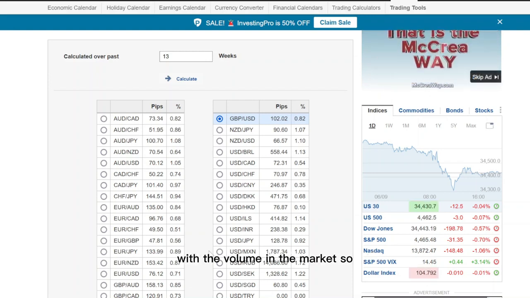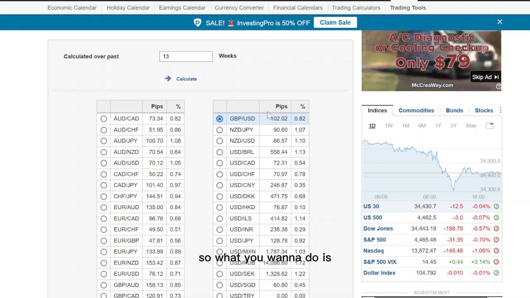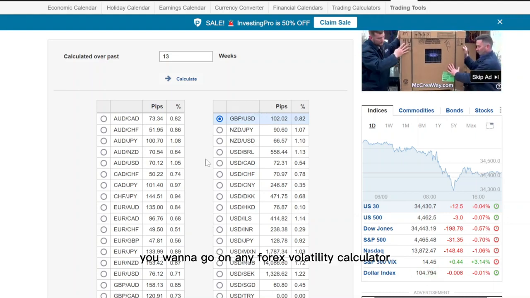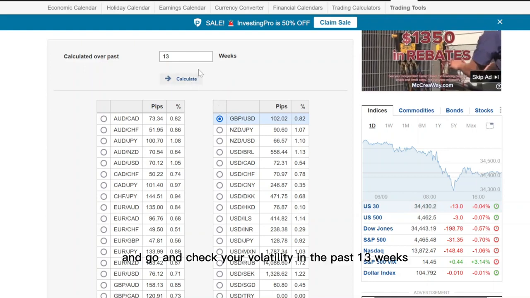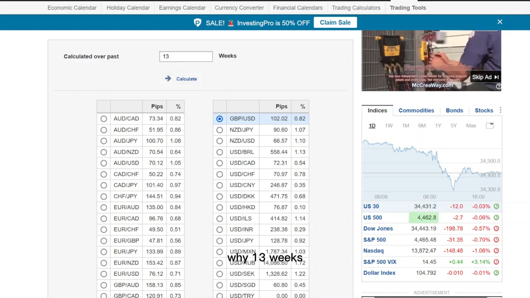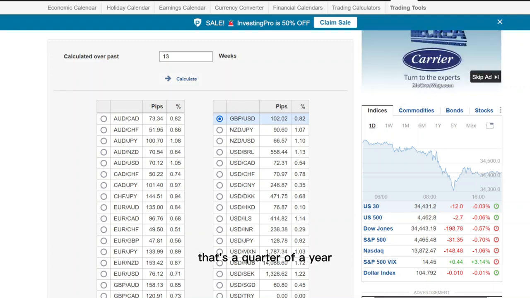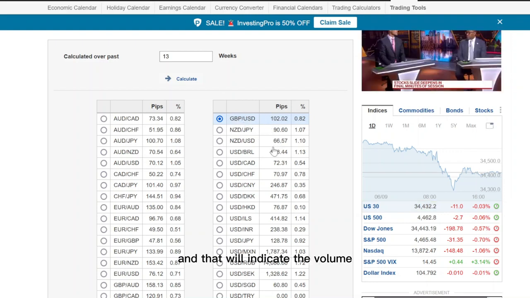So basic common knowledge when it comes to price action is that your time frame is directly correlated with the volume in the market. And the volume in the market is the points per day. So what you want to do is go on any Forex volatility calculator. In this instance, we're using investing.com, and check your volatility in the past 13 weeks. Why 13 weeks? Because that's a quarter of a year. And you would want to see how many points price is moving every day, and that will indicate the volume.